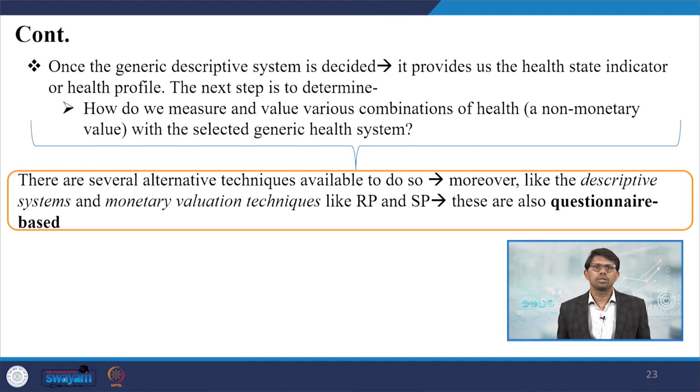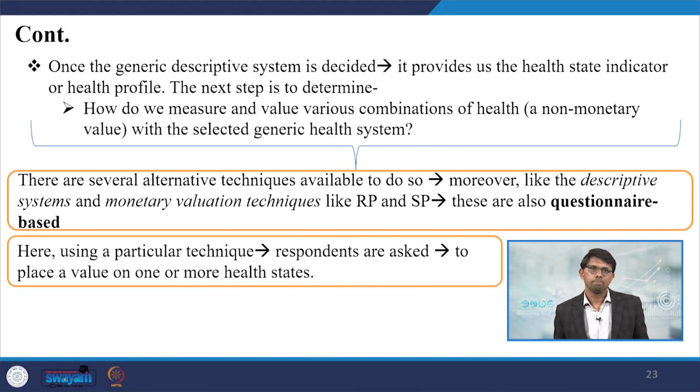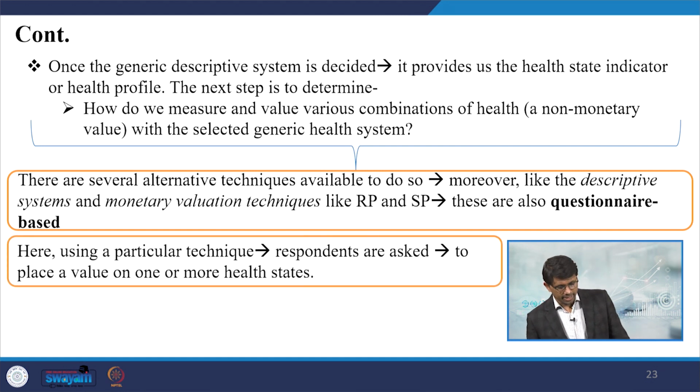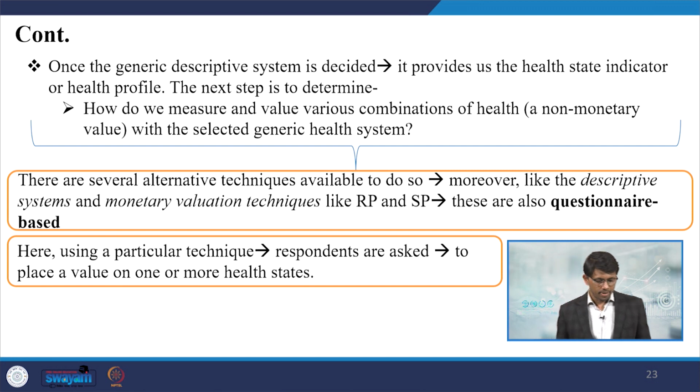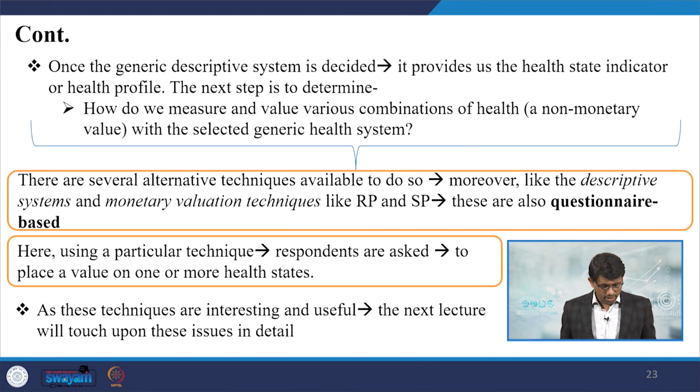There are several alternative techniques available to do so. Like the descriptive systems and monetary evaluation techniques like revealed preference and stated preference, these are also questionnaire based methods. Here, using a particular technique, respondents are asked to place a value on one or more health states. As these techniques are interesting and useful, we will be touching upon them in our next lecture.